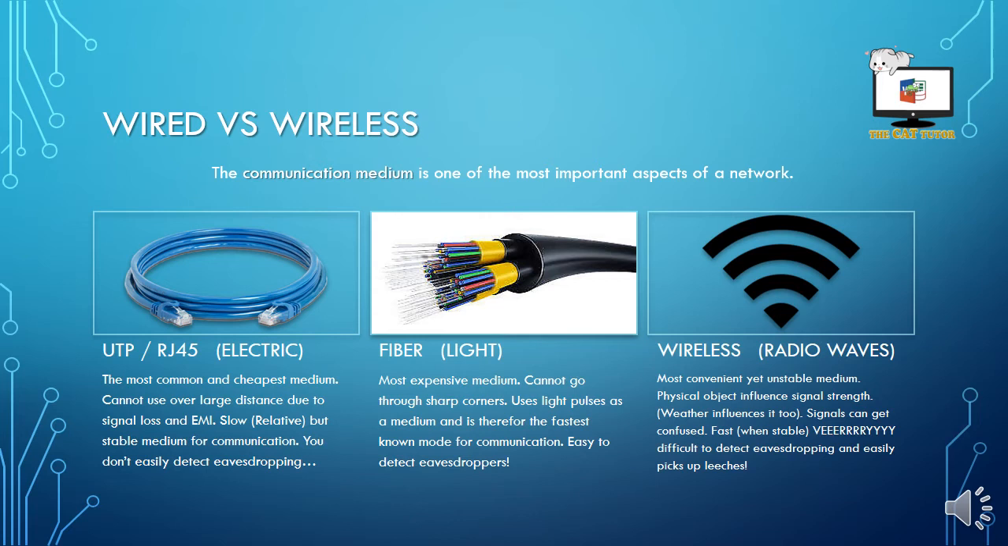Fiber, on the other hand, has zero problem. Oh wait, before I forget, you don't easily detect eavesdropping in UTP. It's electric. You don't really pick it up that easy. Somebody can eavesdrop on your network and you wouldn't necessarily know. Fiber, on the other hand, because fiber works with light, you will definitely know if somebody's eavesdropping.